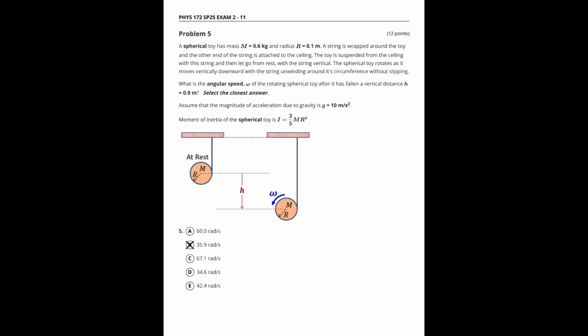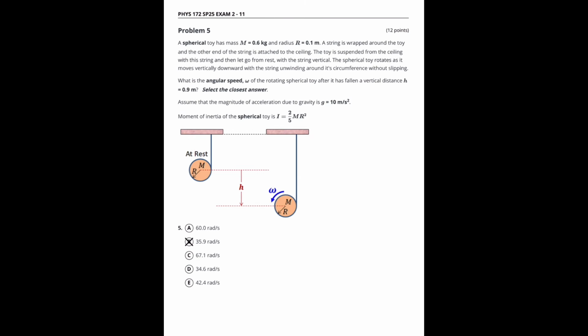Problem 5 states, a spherical toy has mass 0.6 kg and radius 0.1 meters. A string is wrapped around the toy and the other end of the string is attached to the ceiling. The toy is suspended from the ceiling with the string and then let go from rest, with the string vertical. The spherical toy rotates as it moves vertically downward with the string unwinding around circumference without slipping. What is the angular speed, omega, of the rotating spherical toy after it has fallen a distance h equal to 0.9 meters in the vertical direction? Select the closest answer. Assume that the magnitude of acceleration due to gravity is g equal to 10 meters per second squared. Moment of inertia of the spherical toy is I equal to 2/5 mr squared.